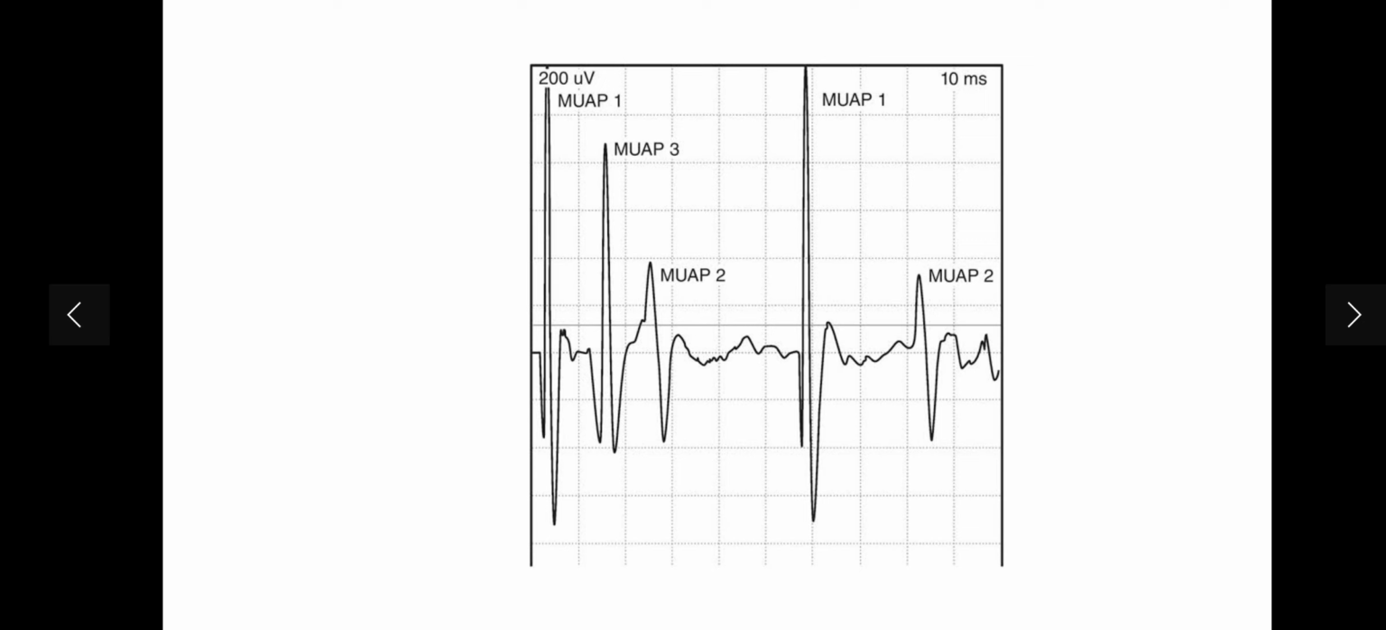So this describes recruitment. As you can see, there are 3 different motor units, with different shapes. Motor unit number 1 is repeated, and motor unit number 2 is also repeated.